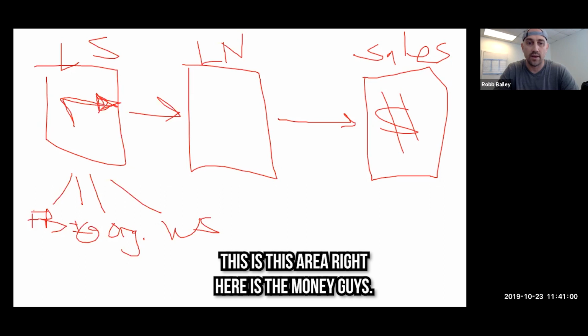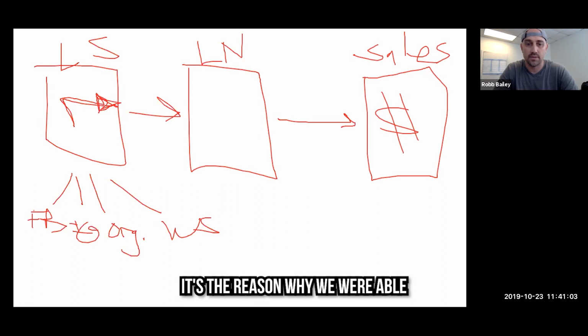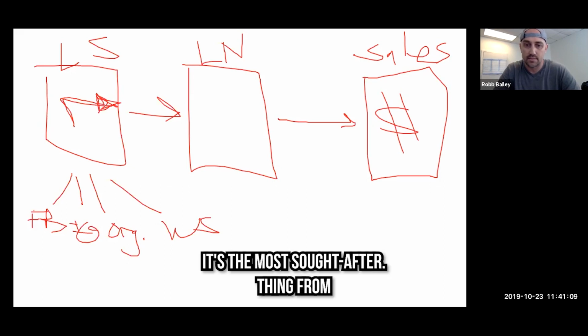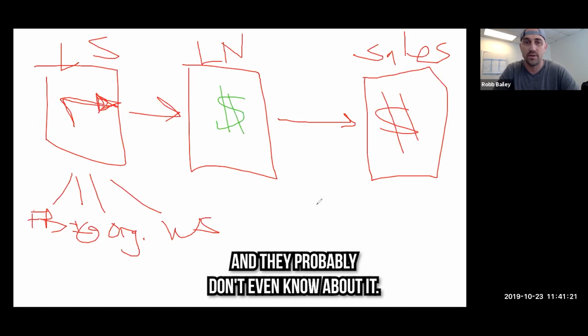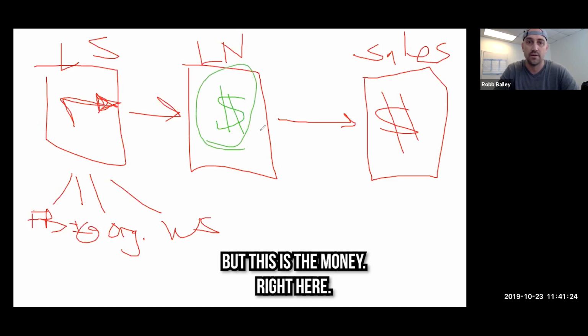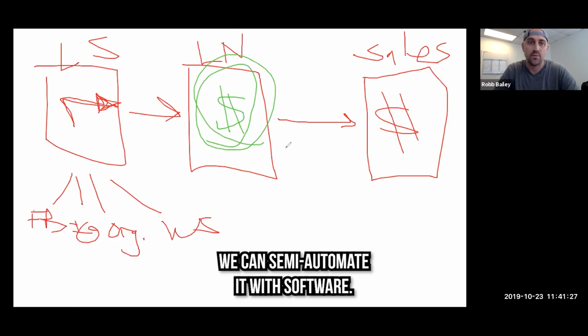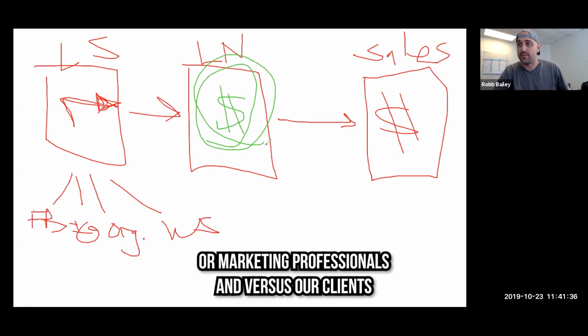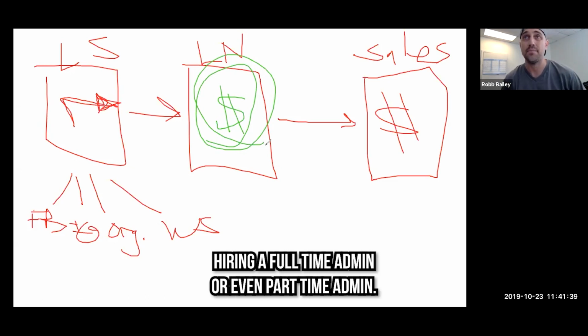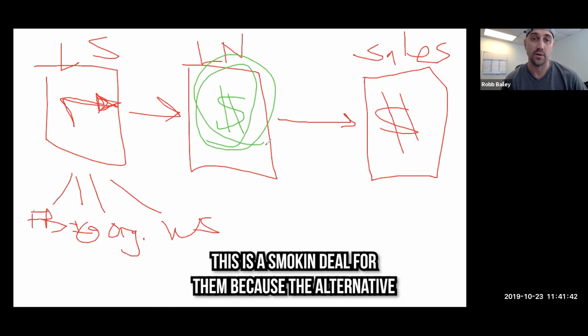This area right here is the money, guys. It's the reason why we were able to scale to 525 locations. It's the most sought after thing from a client's perspective. It's the thing that your clients want most, and they probably don't even know about it, but this is the money right here. Because your clients don't have time to do this, we can semi-automate it with software. We can increase our prices as agency owners or marketing professionals. And versus our clients hiring a full-time admin or even part-time admin, this is a smoking deal for them.